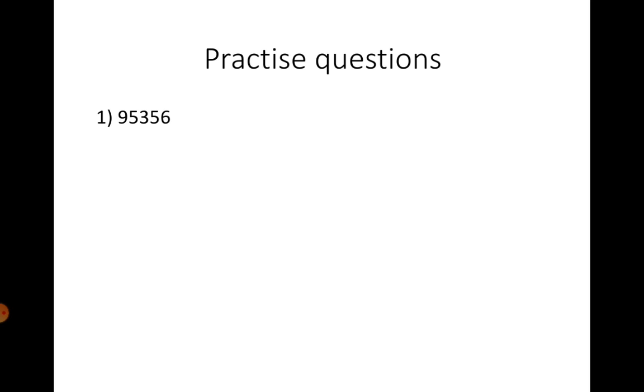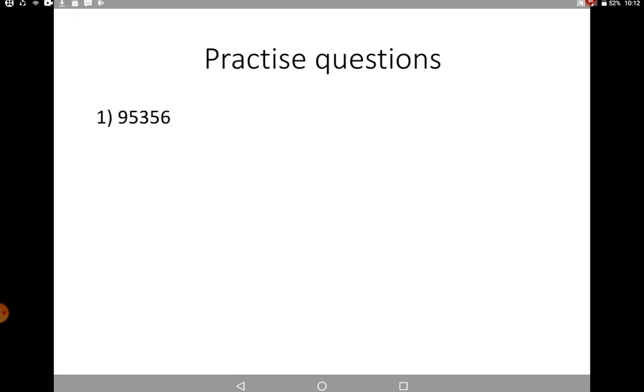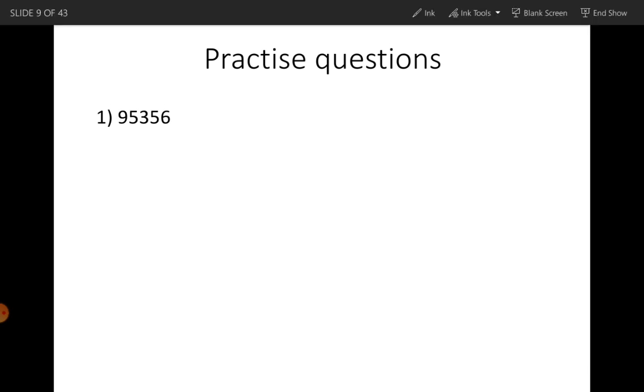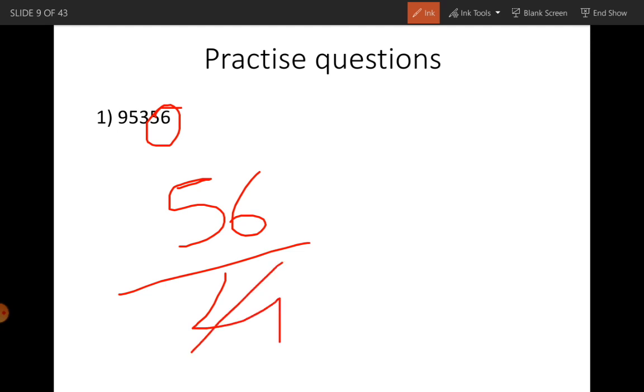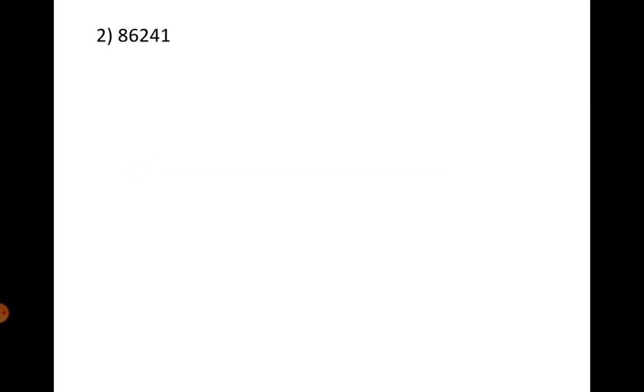Practice questions. 95,356. Here 56. 56 is divisible by 4. 4 ones are 4, and 4 fours are 16, 14 fours are 56, which is completely divisible by 4. So this number is divisible by 4.